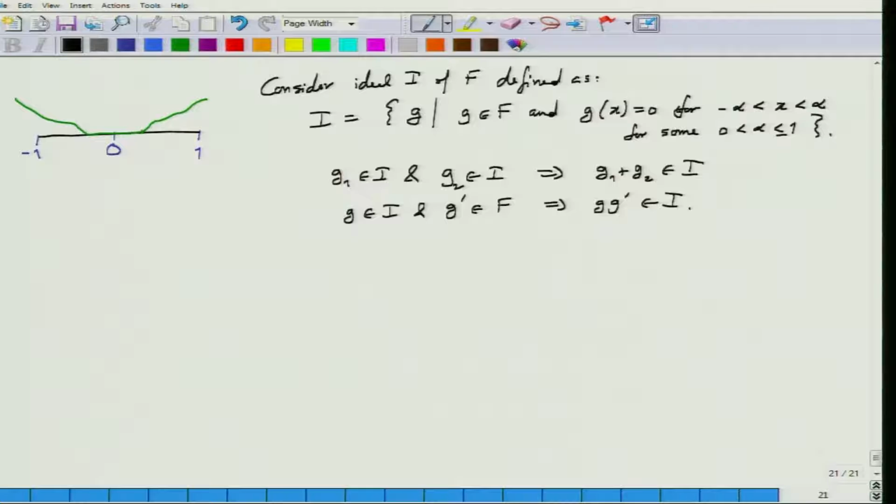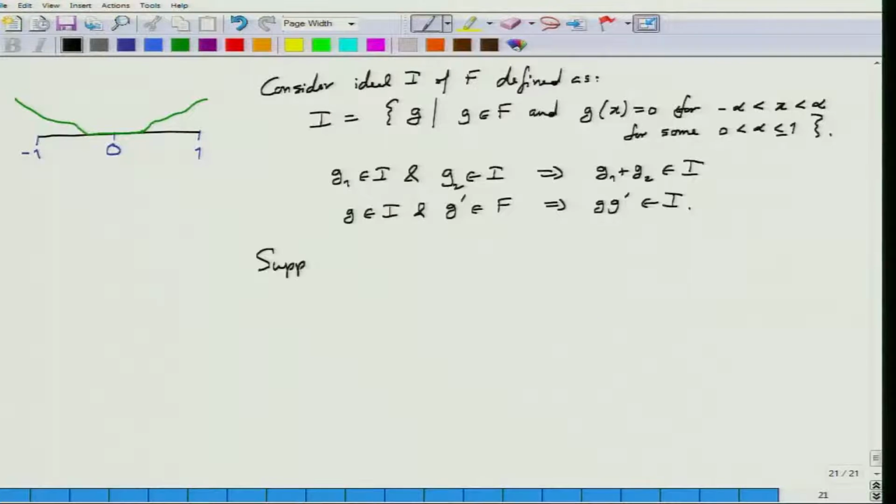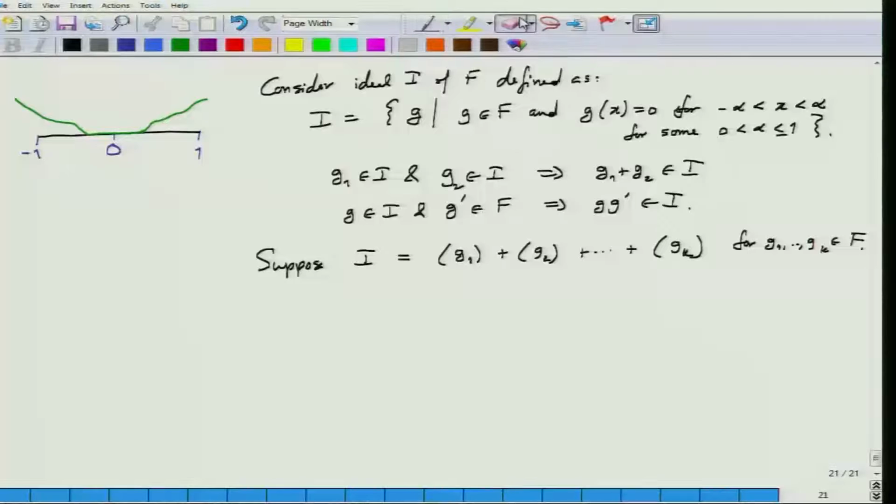Okay, good point. Okay, now I is an ideal of the ring F, and this ideal is not finitely generated. Why? Well, suppose I can write it as generated by G1, G2, up to Gk for some G1 to Gk in F. In fact, G1 to Gk not only would be in F, each one of them would be in I also. Has to be, by the very definition.